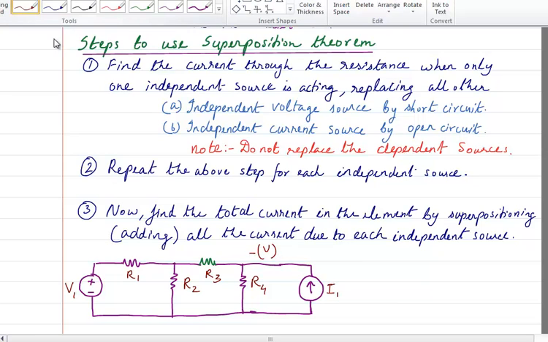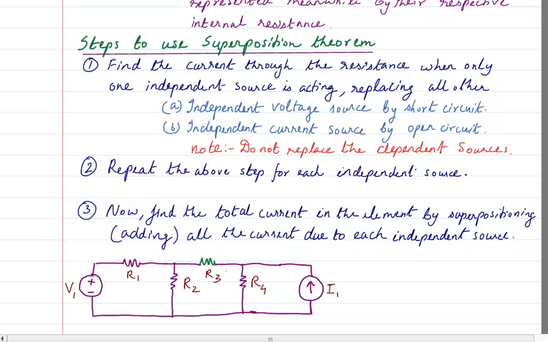Let me draw that again. The second current will be because of this current source I1. So the total current that is flowing in R3 will be due to a current because of V1 and a current because of I1. And that is what our superposition theorem is saying.